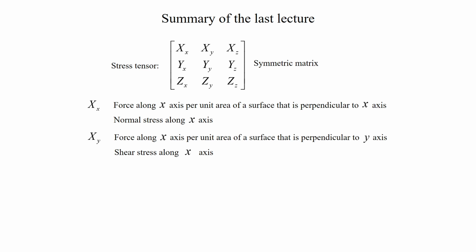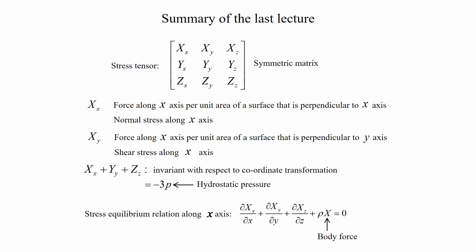There we discussed the stress tensor, and we said that it is a symmetric matrix. Here x x is the force along the x axis per unit area of a surface that is perpendicular to the x axis. So, it is a normal stress along the x axis, and x y is a shear stress along the x axis, but it acts on the surface that is perpendicular to the y axis. We also showed that x x plus y y plus z z is invariant with respect to coordinate transformation, and therefore this is called the hydrostatic pressure, minus 3 p.